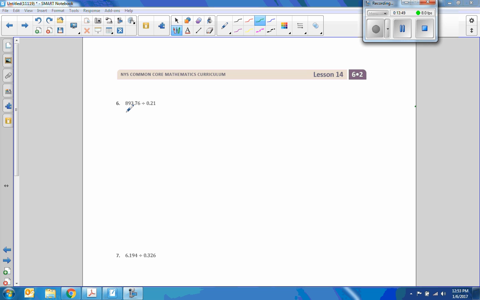Okay, problem number 6. First step, 893.76 over 0.21. There are 2 decimal places, so I'm going to multiply by 100. And when I do that, it's going to move this over 2 and become 89,376, and over, it's going to move this over 2, 21.